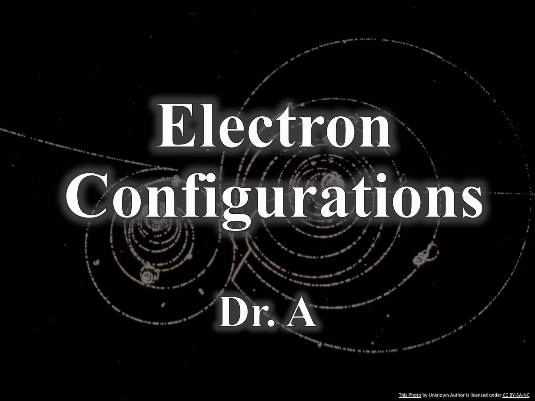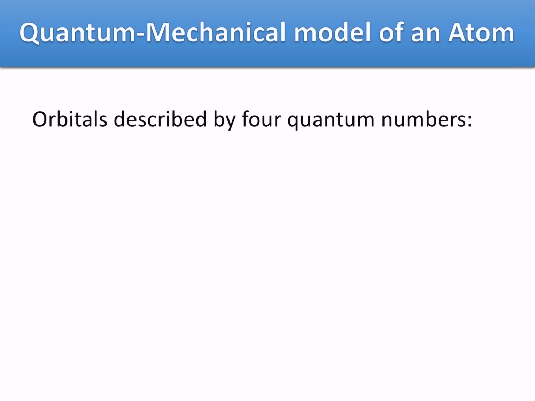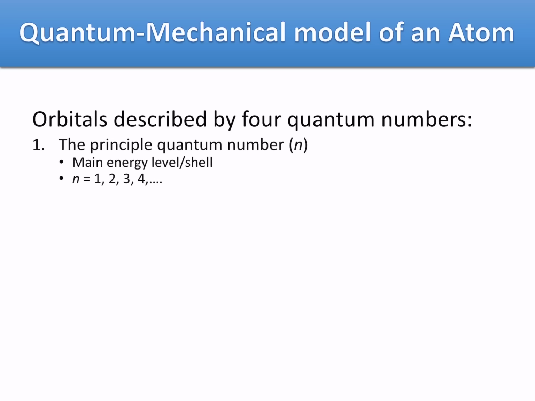Time now to discuss electron configurations, and at this point we're going to understand how the electrons are organized within the empty space that is most of the volume of the atom. So to begin with, let's review what the quantum numbers are. We have four, correct? We have the principal quantum number. It describes the main energy level.